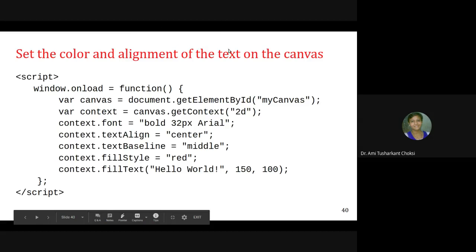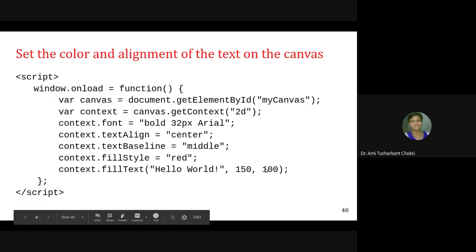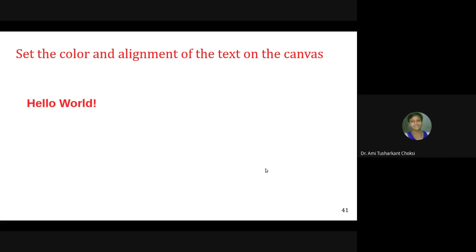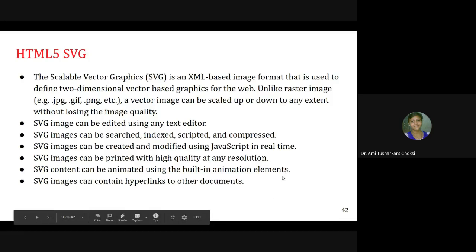The different alignments are, this is text alignment, that is you can say horizontal alignment, text baseline, and you can say it is vertical alignment, right? Then fill style, that is the color of the text, and fill text will draw the text on the canvas. Fine. Okay, so this is what we have seen for drawing the shapes, right? Drawing the shapes we have seen.